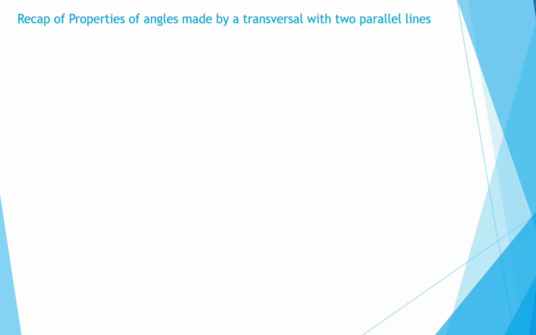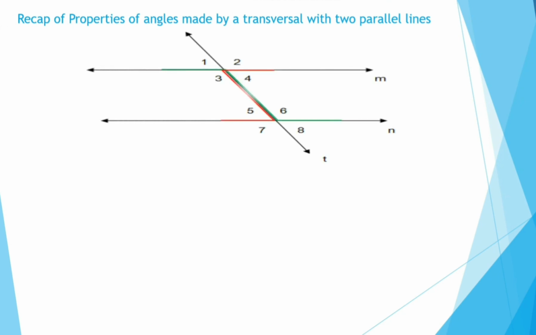Now let us quickly recapitulate the properties of angles made by a transversal with two parallel lines, as you already have watched in the video. So here we have drawn two parallel lines M and N, which are cut by a transversal. So here I have named the angles as 1, 2, 3, 4, 5, 6, 7, 8. Now let us see how much you understood.